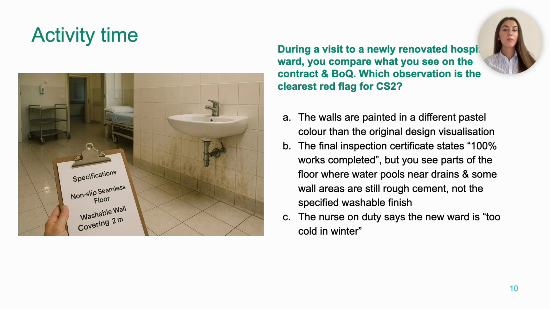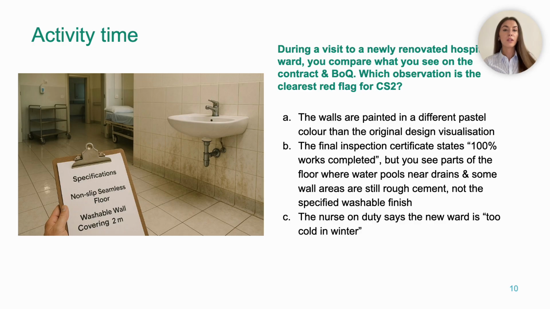Here the hospital has been paid for and fully finished, easy to clean ward, but some of the most critical finishes are incomplete or defective. In a hospital this is not just an aesthetic issue, it affects hygiene and safety. Now if we take a look at options A and C, although they can be annoying in real life, they're not strong indicators of corruption scheme 2 evidence by themselves.